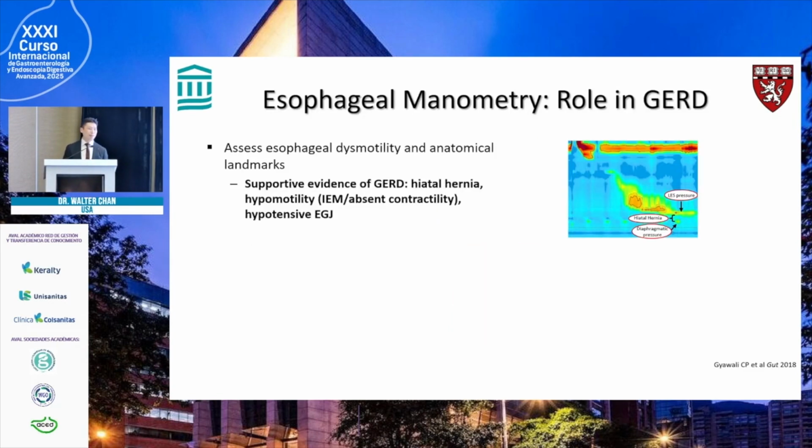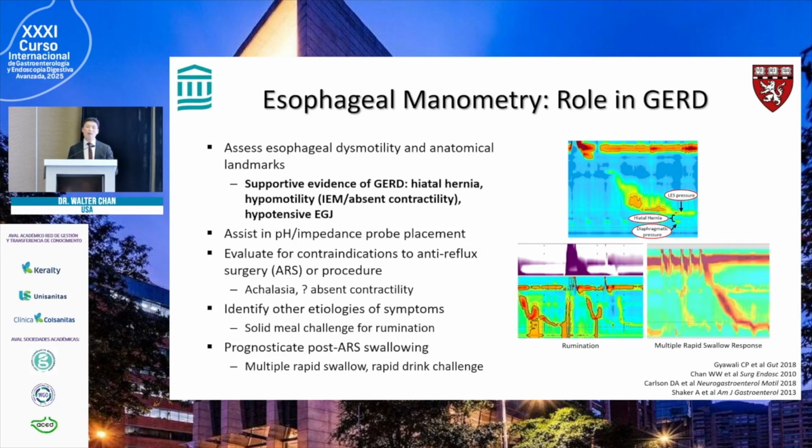Manometry may be helpful. We talk quite a bit about manometry, but there are certain features that have been associated with abnormal reflux. For example, if they have a hiatal hernia, hypomotility such as significant IEM or absent contractility, or a hypotensive EGJ, they're more likely to have abnormal reflux. We also talked about manometry helping with reflux monitoring probe placement or evaluating for anti-reflux surgery. That's where esophageal manometry might be helpful.